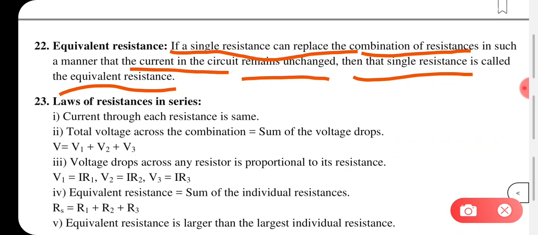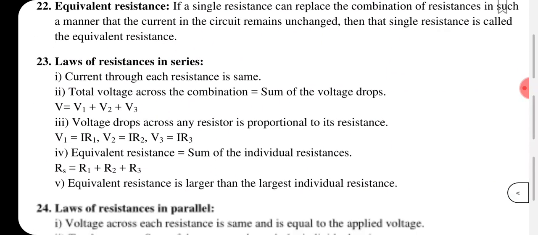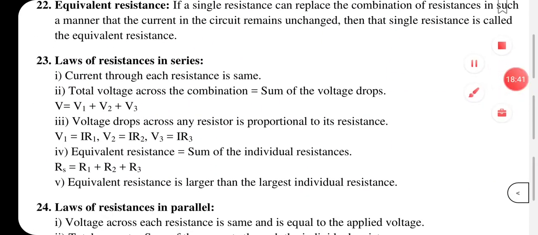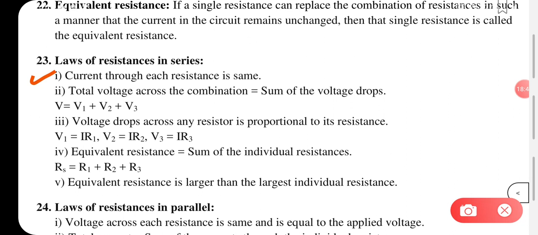Now the next one, that is the law of resistance in series. So current through each resistance is the same. This you should know: whenever the current is flowing through a circuit in series, remember that the current will be the same, as the same current is flowing through each of the resistances.